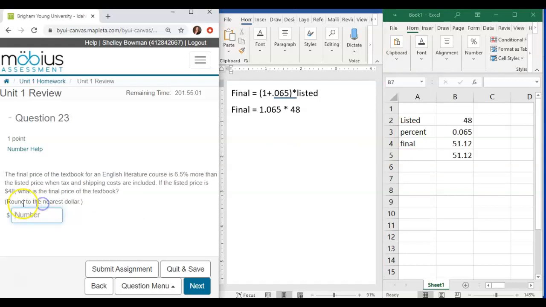So over here, they want us to round to the nearest dollar, so that's rounding down to $51. All right, let's move to the next one.